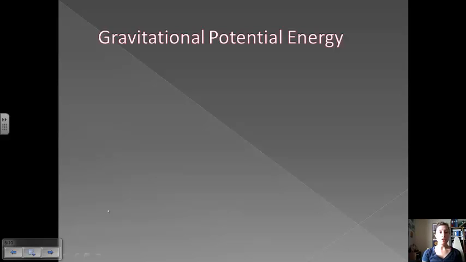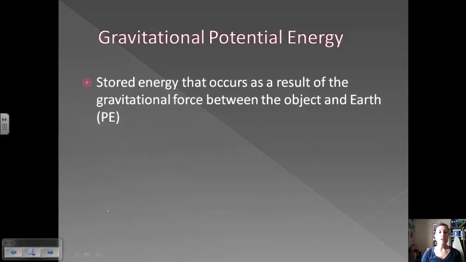So we have kinetic energy, and then we have stored energy, which is also known as gravitational potential energy. So this is stored energy that occurs as a result of the gravitational force between the object and Earth. So usually, or especially if it has to do with gravity, this is going to be vertical. So a boulder rolling down a hill, gravity is causing it to roll down the hill. Holding a pen up in the air and dropping it, anything like that is going to be as a result of gravitational potential energy.